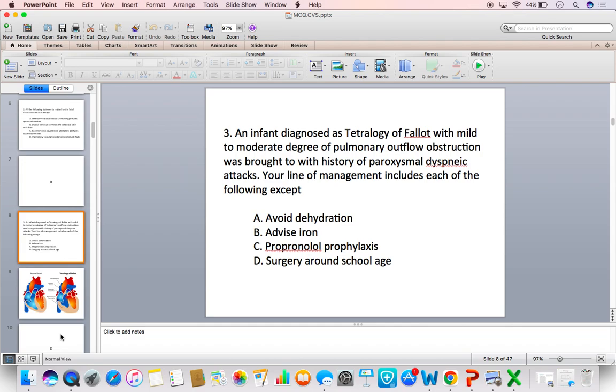And surgery around school age. You should not delay the surgery in a child with tetralogy of Fallot, because early correction is going to avoid the morbidity and the mortality. Well, you know everything about tetralogy of Fallot. You need not give any explanation about that. But if you want to know, tetralogy of Fallot includes large VSD, overriding of the aorta, pulmonary obstruction, and right ventricular hypertrophy.